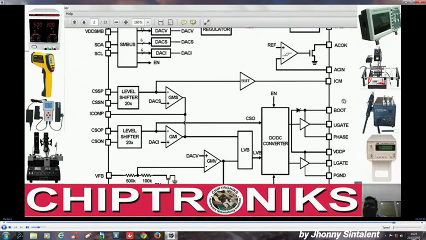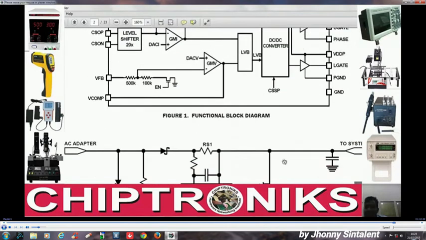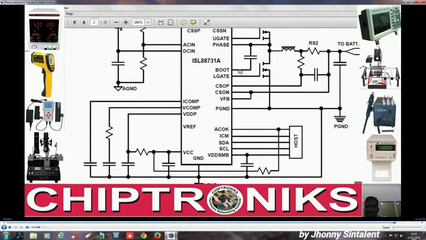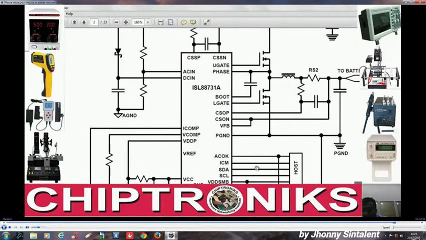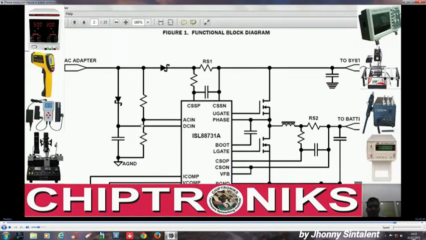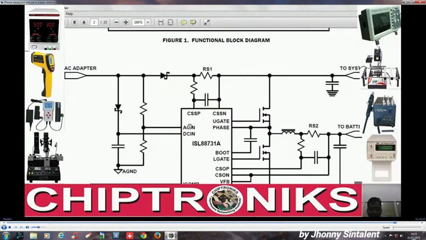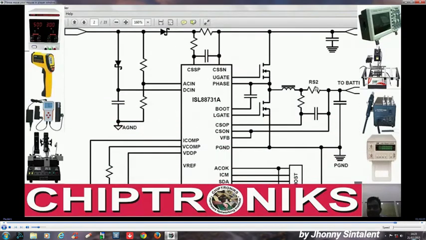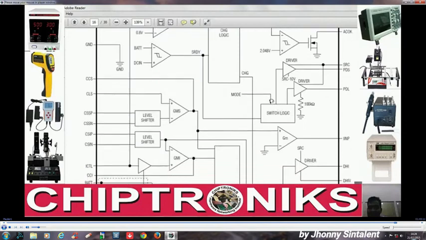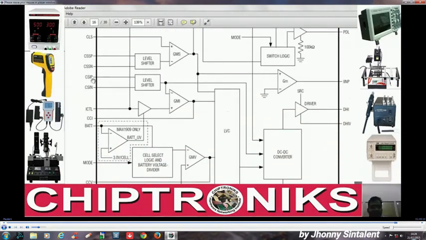One is ACOK and ICM. Where are they going? We can see ICM is going to the host and ACOK is going to the host, that is, the IO controller. Then AC in and DC in, CSSP and CSSN, and across this resistor we have CSOP and CSON, and in this Maxim 1909 we can see these are CSIP and CSIN.